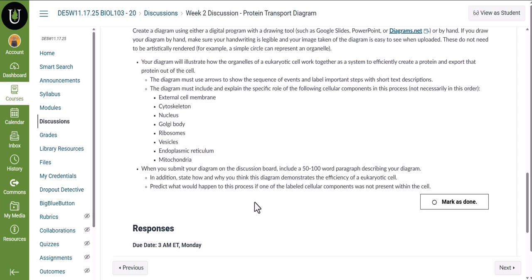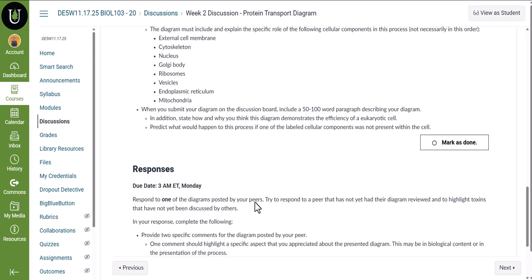And then you're going to predict what would happen if you went to one of those components within your cell and removed it. What if that component wasn't there? What would happen within that cell? That is your initial post.